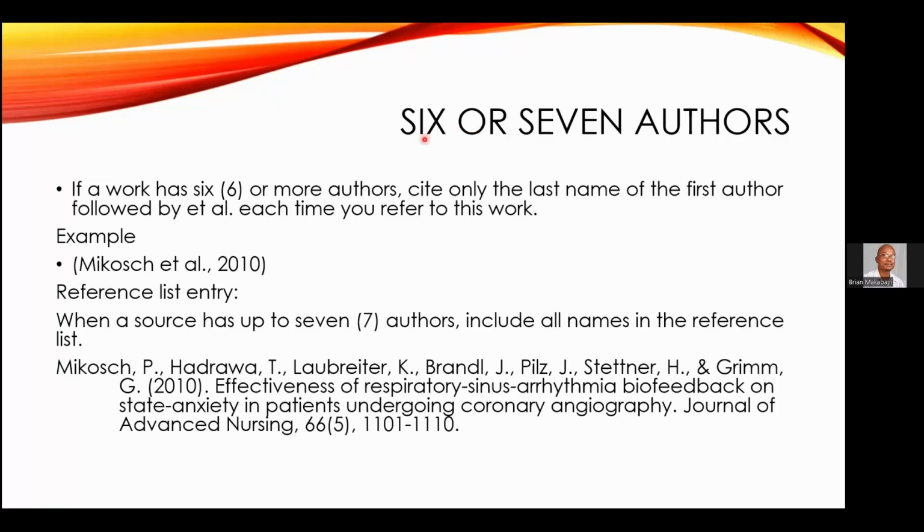So what happens if there are 7 authors in the APA referencing system? If a work has 6 or more authors, you cite only the last name of the first author followed by et al. each time you refer to this work. So unlike the previous slide where we had 3, 4, 5 authors, when they become 6 or 7, you immediately just write the last name of the first author and then start with et al., as you can see here. You immediately start like other reference systems do.